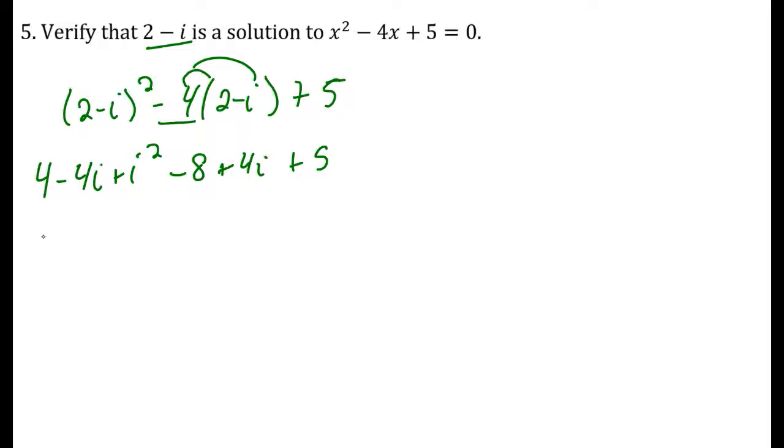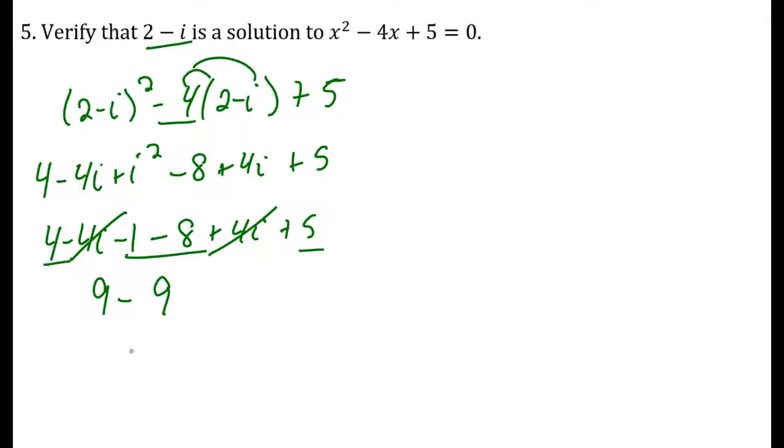Hopefully this quantity equals 0. 4 minus 4i minus 1 minus 8 plus 4i plus 5. Well, negative 4i and 4i are additive inverses, so those add to 0. 4 plus 5 is 9, minus 9, that equals 0. So it is indeed a solution. 2 minus i is a solution, because when I plugged it in, I got 0. The better question is, what's the other solution? The other solution is the conjugate. We get to talk about more of that tomorrow. You could check that 2 plus i is also a solution.